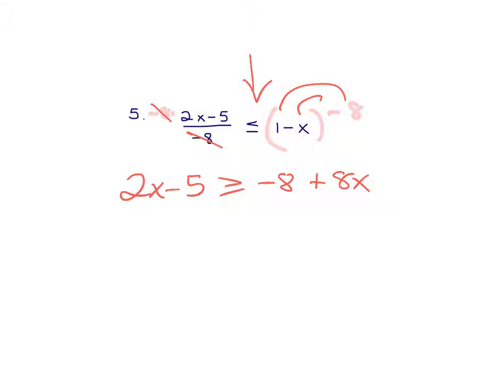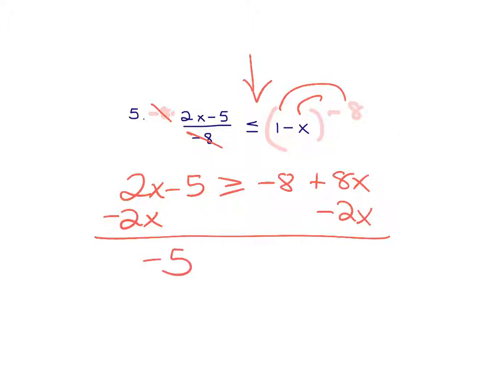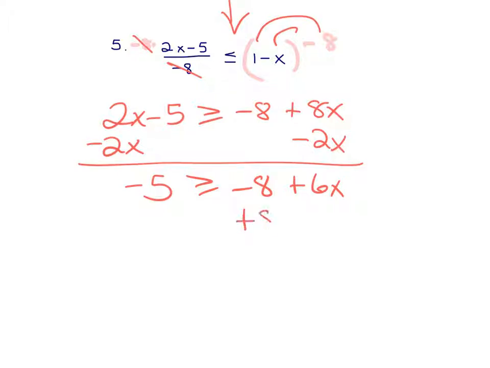Now I can try to combine my like terms. So again, it doesn't matter which way I move it. I could move the 2x over to the 8x or the 8x over to the 2x. I'm going to get the same answer either way. So let's move the 2x. Try to keep our variable positive. That way I don't have to worry about reversing any inequality symbols. So -5 greater than or equal to -8 plus 6x. I now need to move the -8.